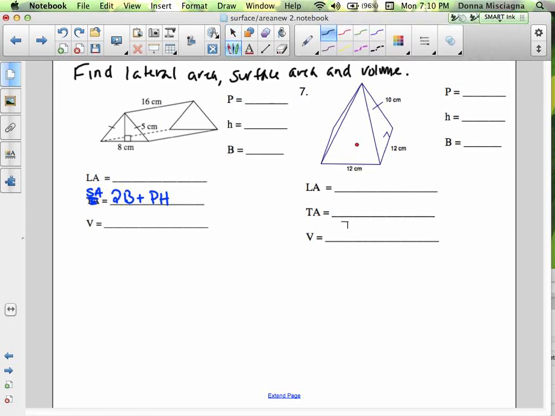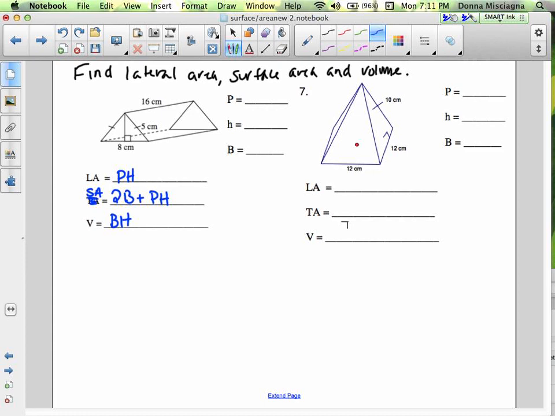It's gone from mine. The lateral area is just the perimeter times the height. It's the area around the prism, not including the bases. And then the volume is the area of the base times the height. Okay, so let's find each of those things.